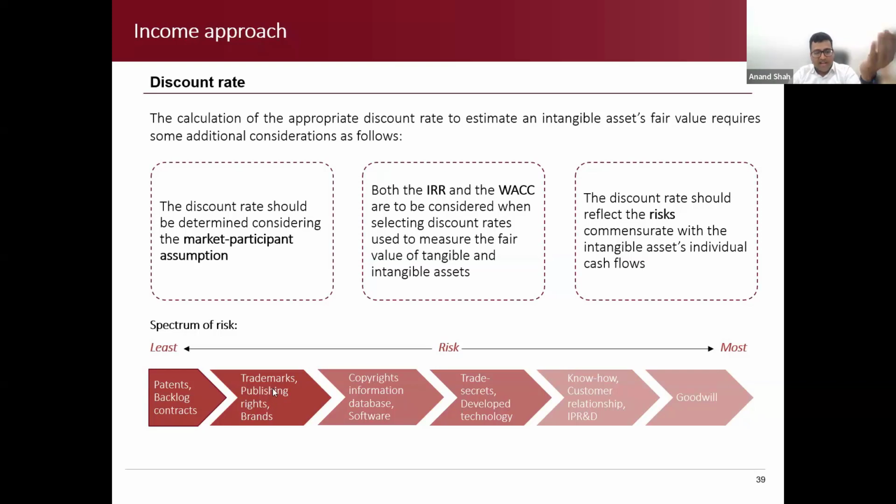So any kind of contractual assets that you have in terms of patents, backlogs, customer contracts, they will be less risky relative to customer relationships, any kind of know-how, any kind of IP, R&D or goodwill, which will be the most risky compared to that of the business.